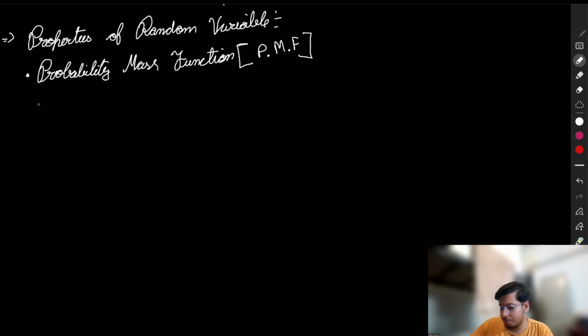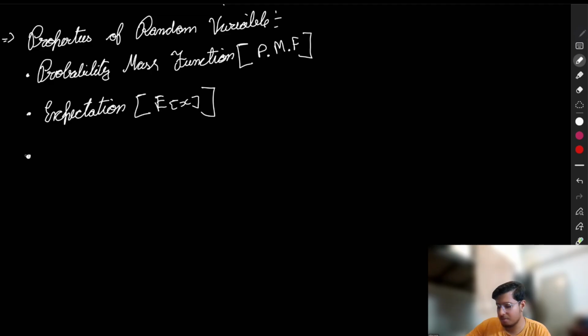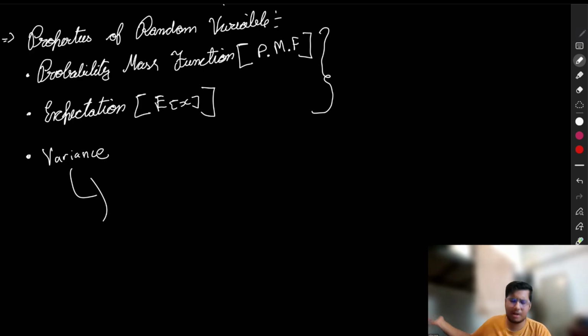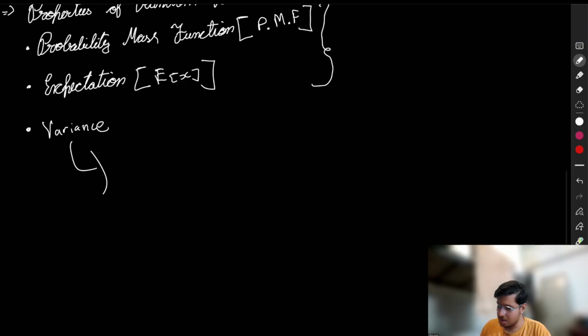The other property is expectation, E of x. And the third property is variance. In this lecture, we are going to discuss the first topic. The other topics we will discuss in some later part of the course, not this lecture.